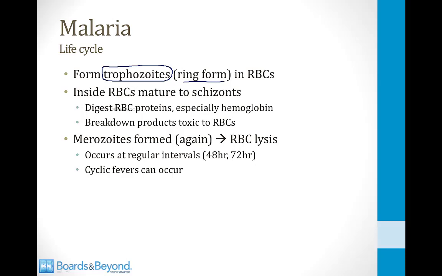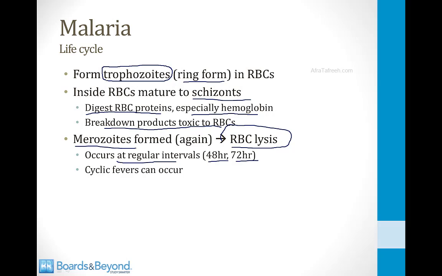Inside the red blood cells, the trophozoites mature to schizonts, just like what happened in the liver. When they do this maturation inside of red blood cells, they are digesting red blood cell proteins, especially hemoglobin. And the breakdown products are toxic to the red blood cells, so this is how they cause disease. Eventually, merozoites are formed again from the schizonts, and this lyses the red blood cells. This process of forming schizonts, lysing the red blood cells and releasing merozoites occurs at regular intervals, 48 hours or 72 hours. It depends on the type of infection that you have. And this is why patients with malaria get cyclic fevers. Their fever spikes every 48 or 72 hours as the schizonts are rupturing the red blood cells and releasing merozoites into the bloodstream.